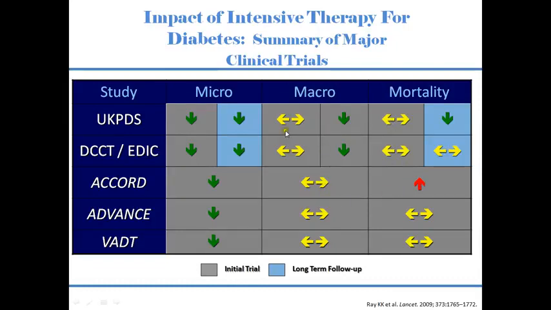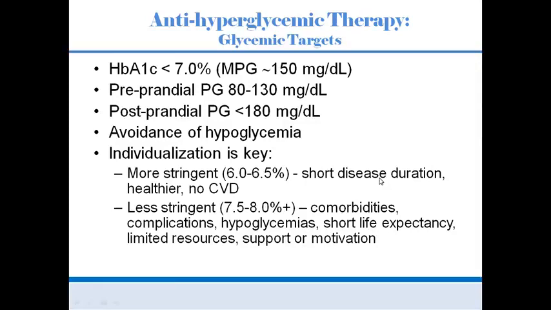It was also seen in ACCORD that there was excessive mortality by intensifying therapy. And this excessive mortality was actually because of the increased hypoglycemic episodes in these patients. Intensifying the therapy led to hypoglycemia. So that's what we need to be very careful about. The main complication we have to be careful about in diabetic patients when we are intensifying therapy is hypoglycemia, because that can lead to increased mortality.